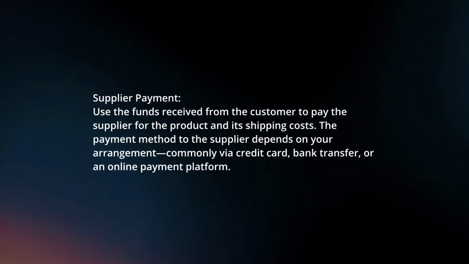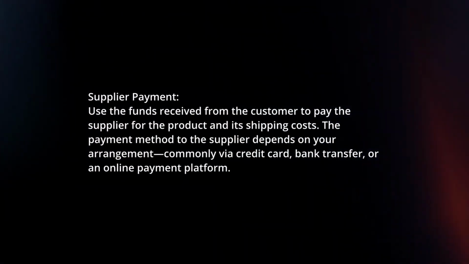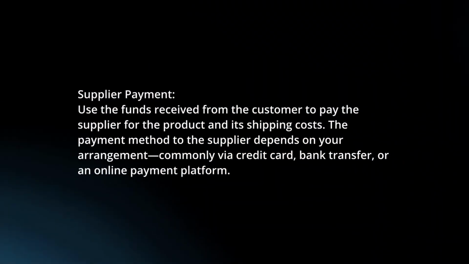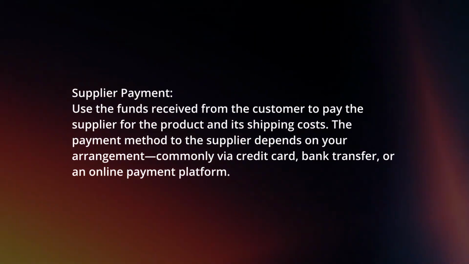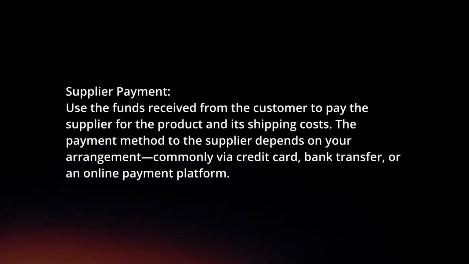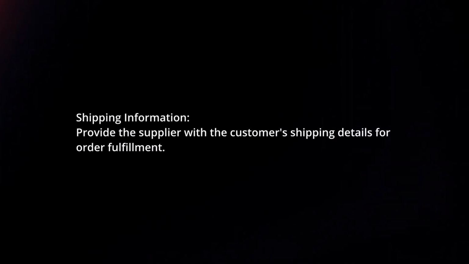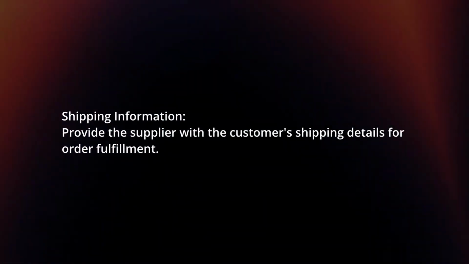Supplier payment. Use the funds received from the customer to pay the supplier for the product and its shipping costs. The payment method to the supplier depends on your arrangement, commonly via credit card, bank transfer, or an online payment platform. Shipping information. Provide the supplier with the customer's shipping details for order fulfillment.